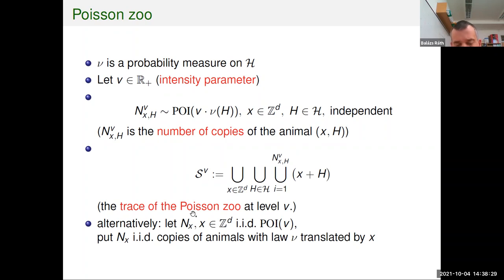For each vertex X of Z^d, you just consider IID Poisson random variables with parameter V, where V is this intensity, and I'm defining it informally now. So for each vertex X, you put IID copies of animals which have distribution according to this mu, but you translate them by X. These two definitions that I gave can be seen to be equivalent. So this is how we define the Poisson zoo.